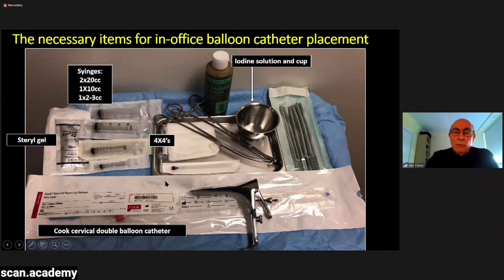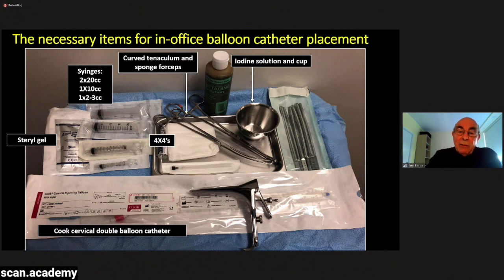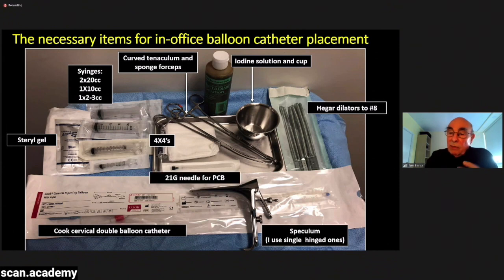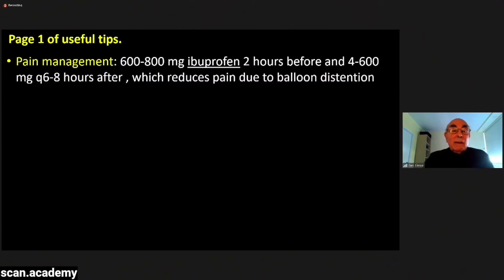Here is the tray that I use. And I leave it on to let you see, but you can later access it. I use a curved tenaculum. That's one of my main instruments. I also use a single hinged speculum because I can extract the speculum without manipulating the catheter through its opening. Then I use Hagars in not too many situations. I will talk about that also, and the needle for paracervical block, and of course lidocaine.